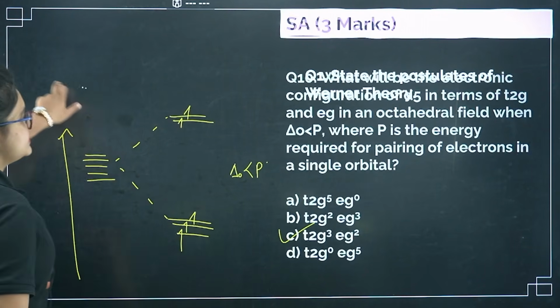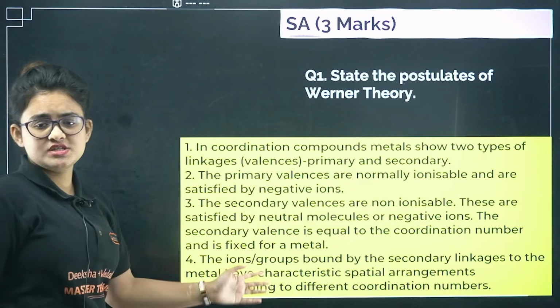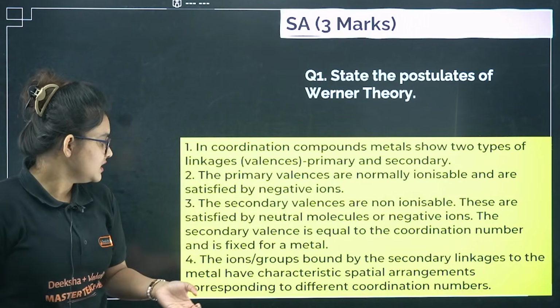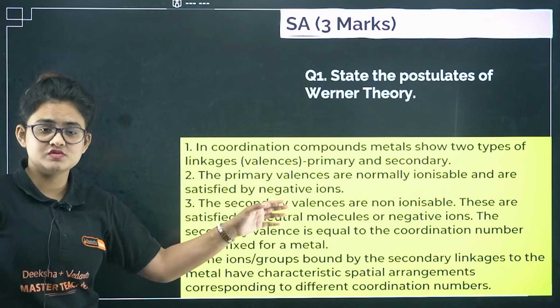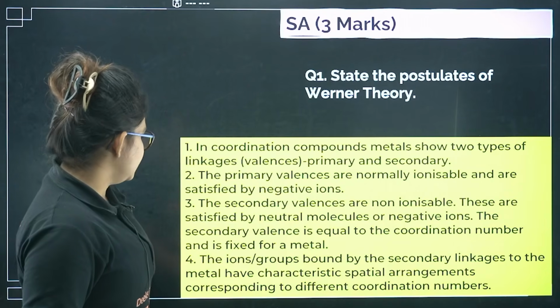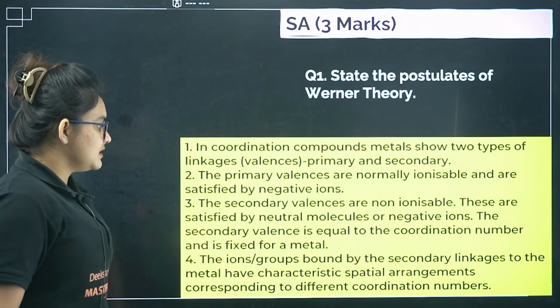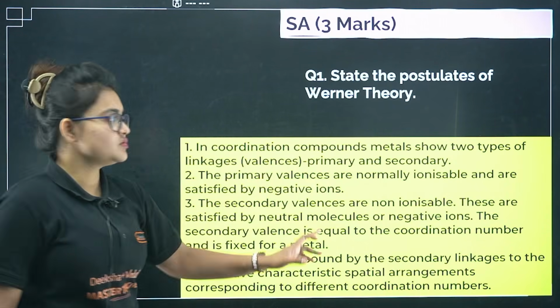Okay. Let us proceed. State the postulate of Werner's coordination theory. You can just talk about the primary and secondary valency, which one is ionizable, what it means by secondary valency, that ligand used to satisfy that. Then you can mention about the ion groups that are bound by the secondary linkages, they have some special arrangement within it. Okay, there are many points you can mention.